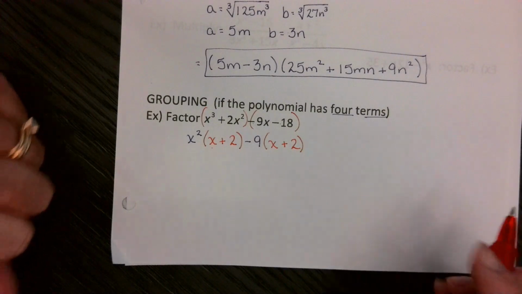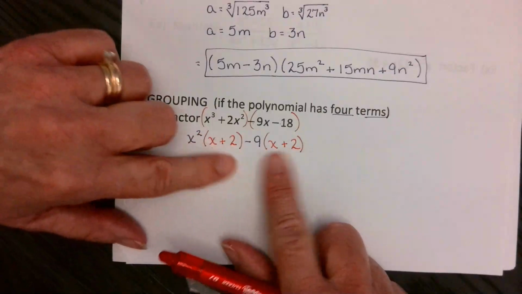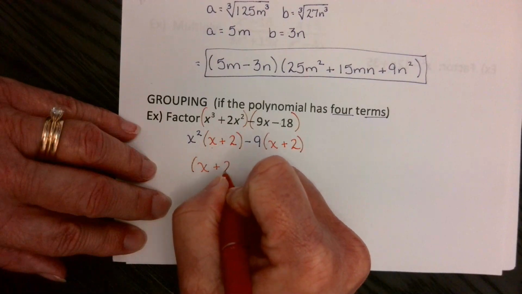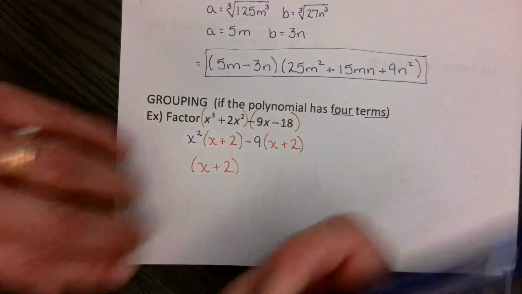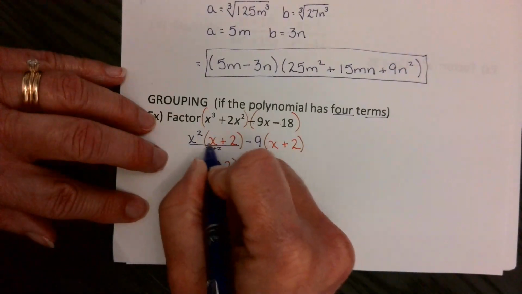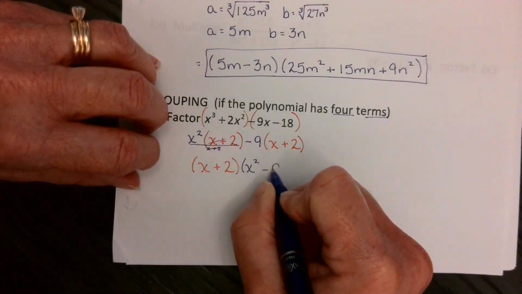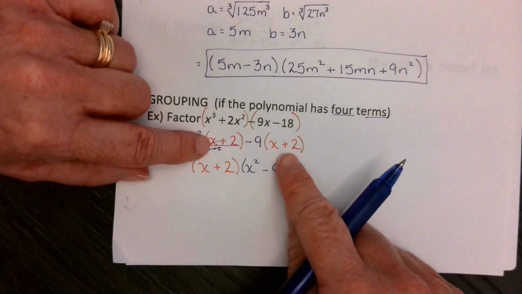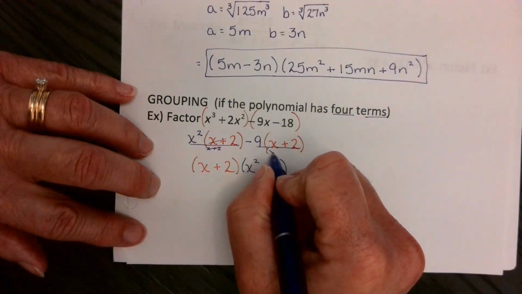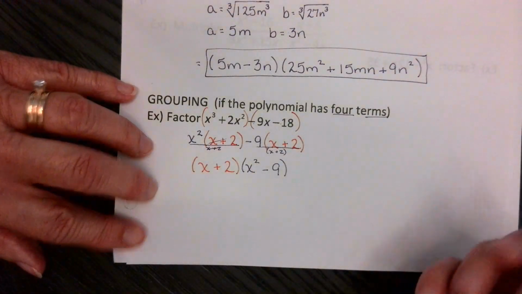What do they both have in common? This is one term. This is our second term. We have two of them. They both have an x plus 2. So I'm going to pull that out. What do I have left? Okay, if I divide this by an x plus 2, that cancels and I'm left with x squared. Over here, I'm going to have minus 9. Okay, so it's x plus 2 times x squared minus 9. And again, it's because we're dividing both those terms by x plus 2. And they cancel. Okay? All right.